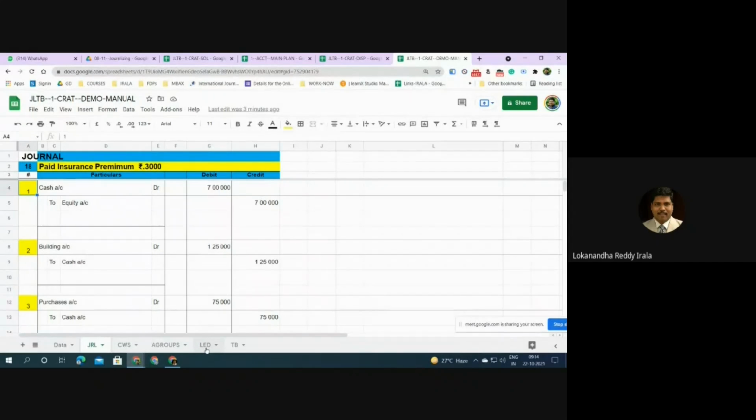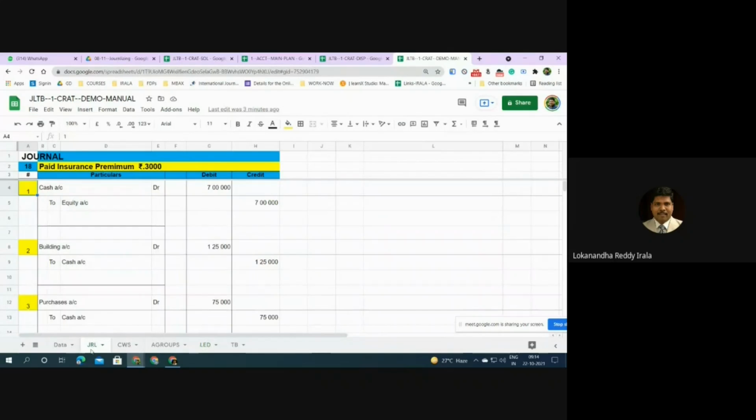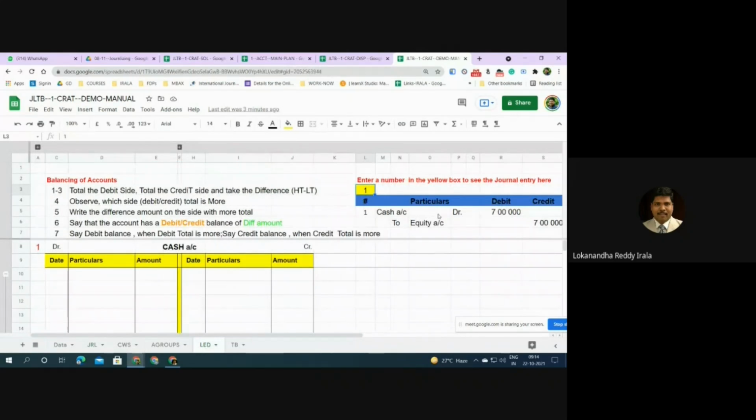So here I have made some arrangement whereby, by putting the entry number, you would get the journal entry here. What you see here is the journal entry that is reproduced from this box. So now the first journal entry is cash account debit to equity account 7 lakhs. The first thing we should note is this journal entry has to be posted both in cash account as well as equity account.